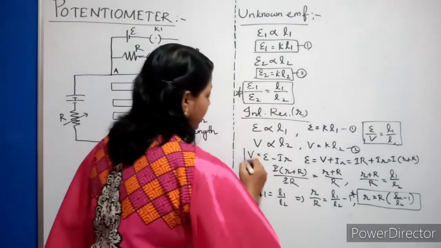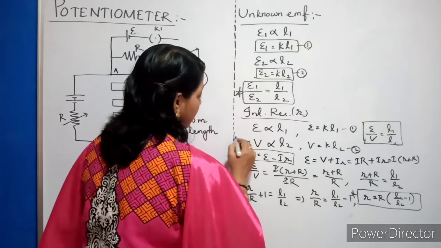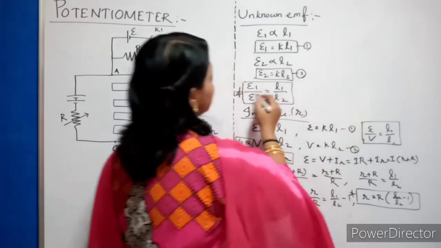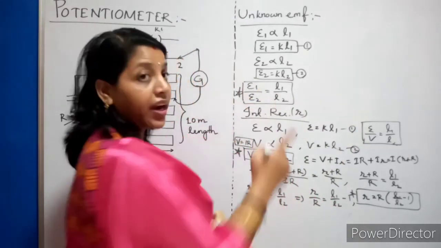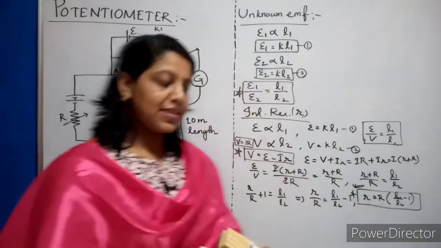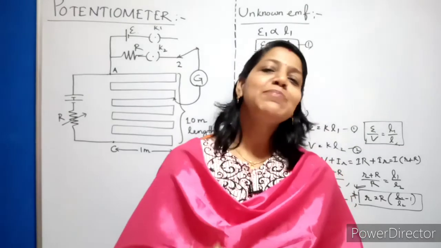If you know these things, V equal to E minus Ir, and another is V equal to IR, you are just substituting these two. Finally, this is for finding the unknown EMF of a cell, and this is to find the internal resistance of the cell. Just take your rough note and practice it. It will be as simple as that.